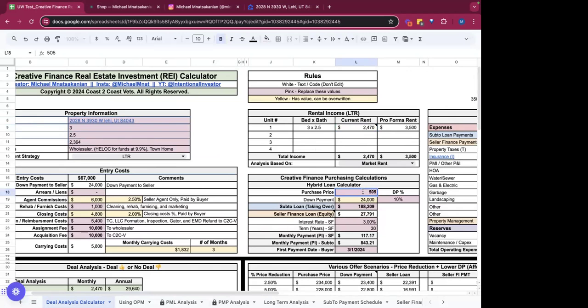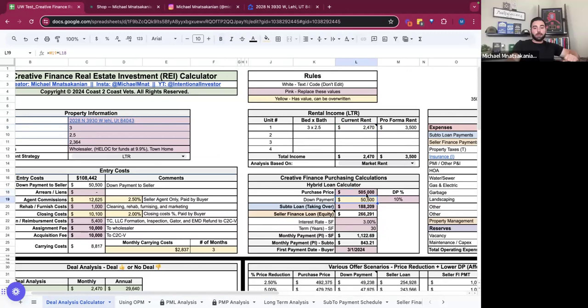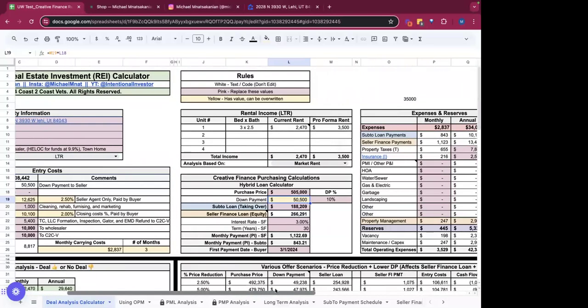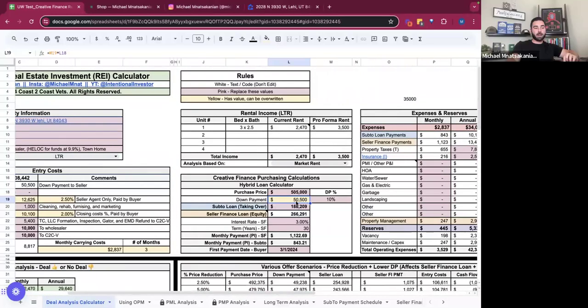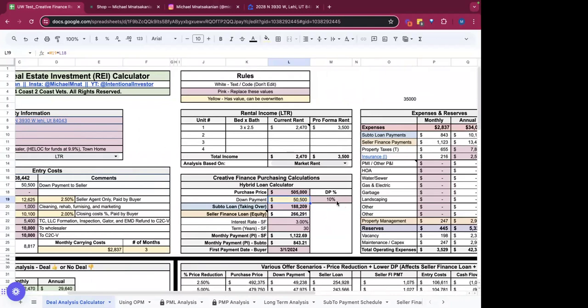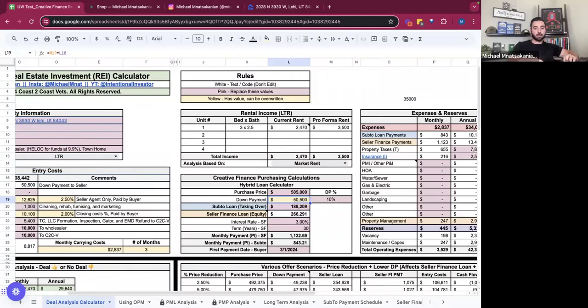The down payment will be 10%, which is 55,000. Wait, 550,000 purchase price or 505,000 purchase price? 505,000. So the down payment's 50,500, correct, at 10%? They told me 55. 55,000. Okay, so that's not 10%.